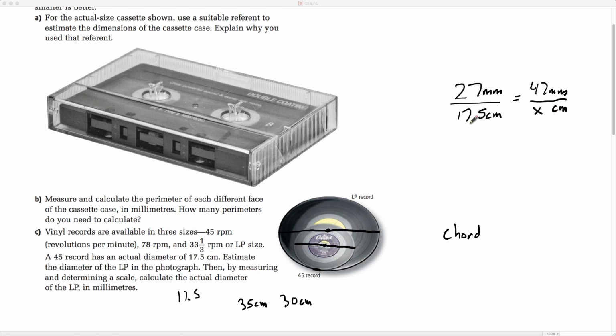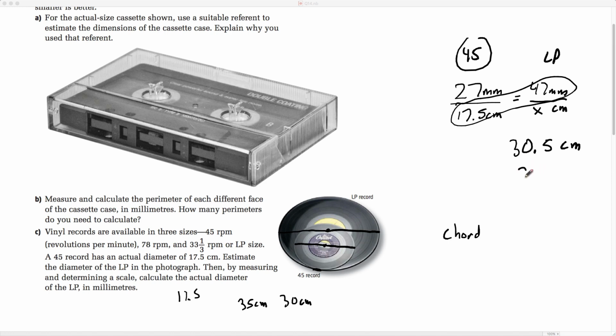So the measured diameter of the 45 over the real diameter of the 45, and the measured diameter of the LP over the real diameter of the LP based on this ratio. So I've set up my proportion now: multiply these two numbers and divide by the number that's left over. So 17.5 times 47, and then divide that by 27, and I get 30.46, so 30.5, and that's going to be in centimeters.